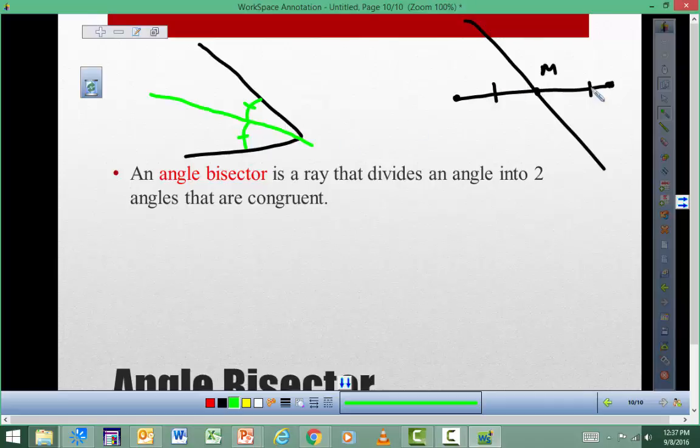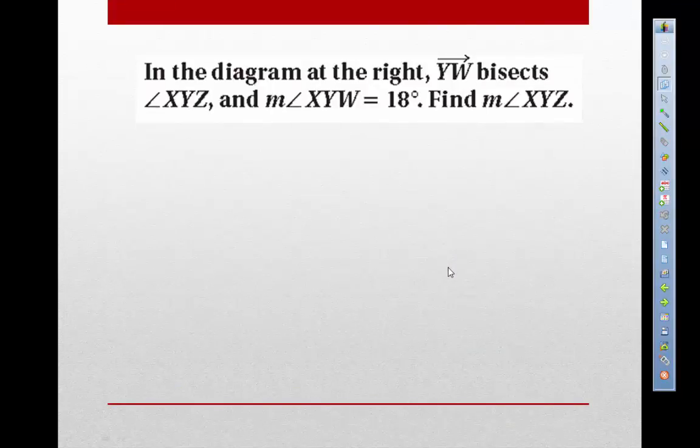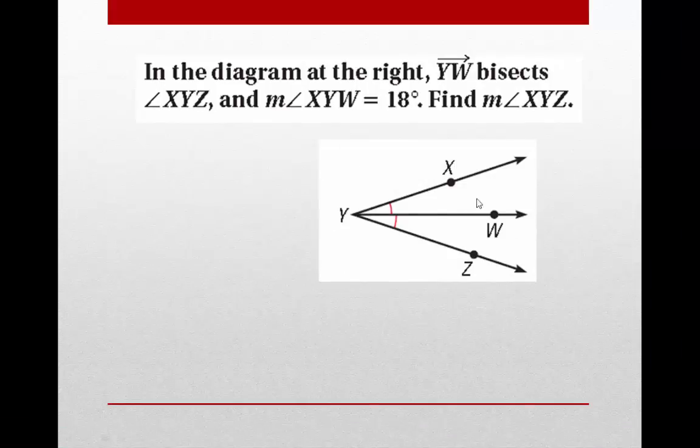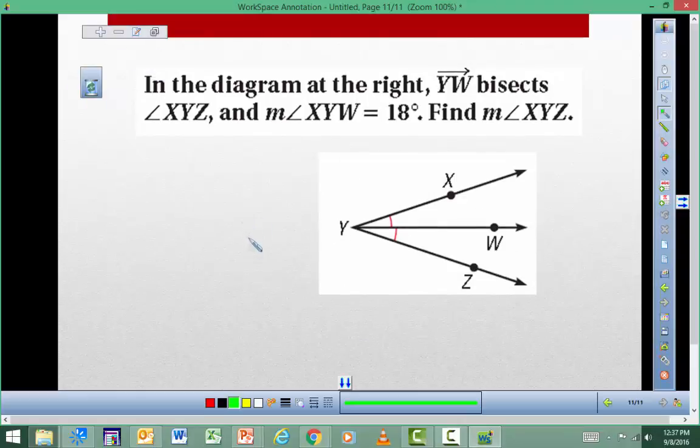Remember when we're doing segments? If you put a little tick mark on these angles, that means those two angles are congruent. And that means that's an angle bisector. Right here, angle bisector. Pretty easy idea, right? Here's a little, let's use an idea now. Okay, so we know that YW bisects this angle, so it cuts it right smack in half.